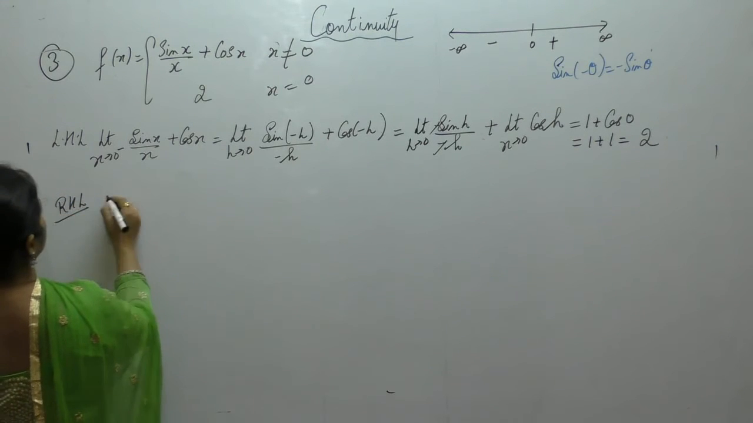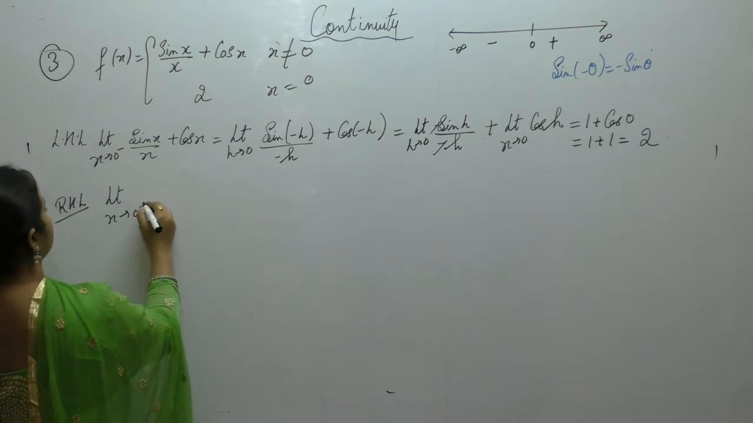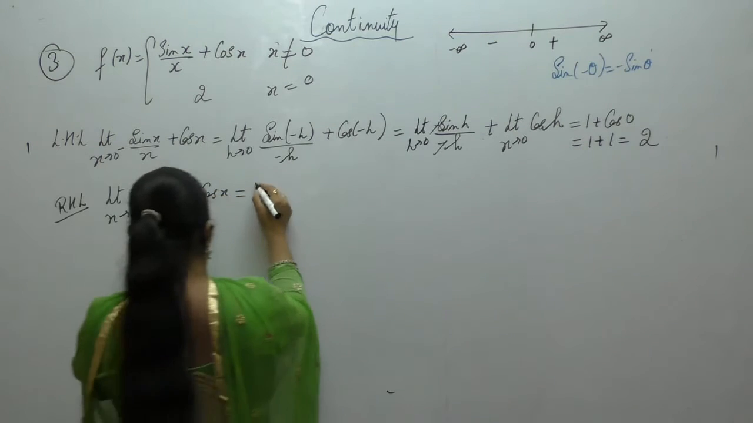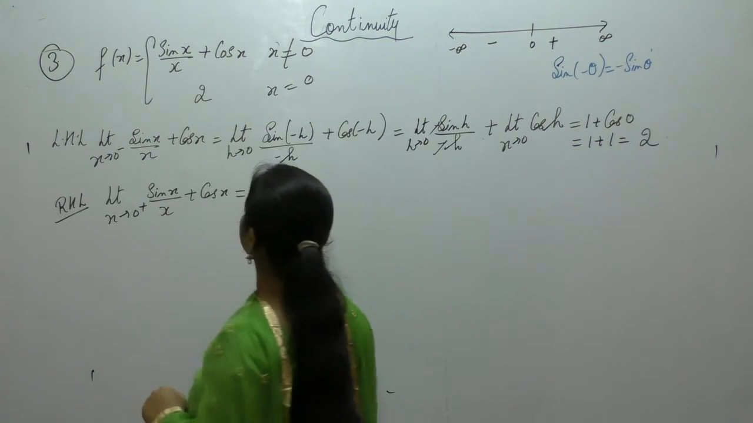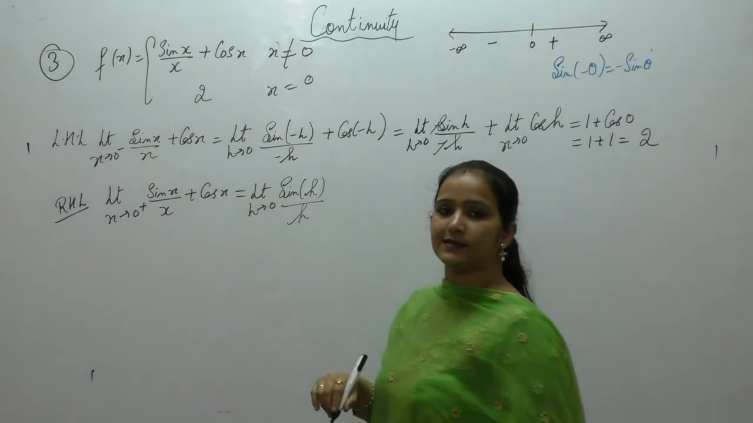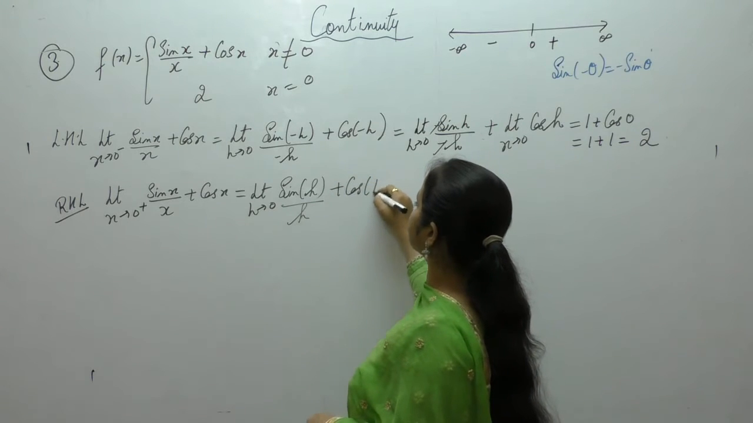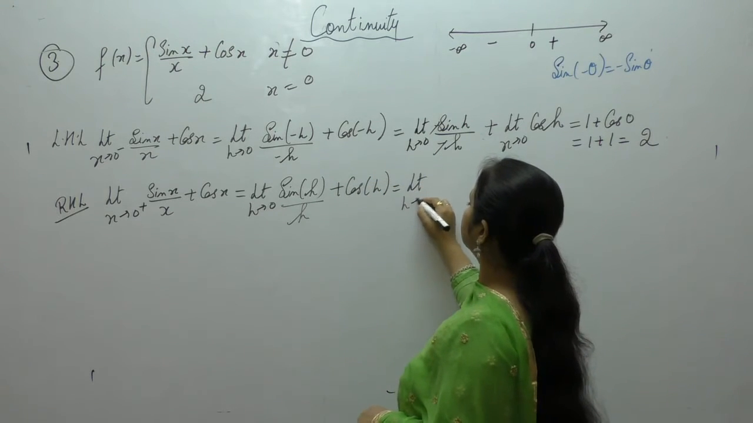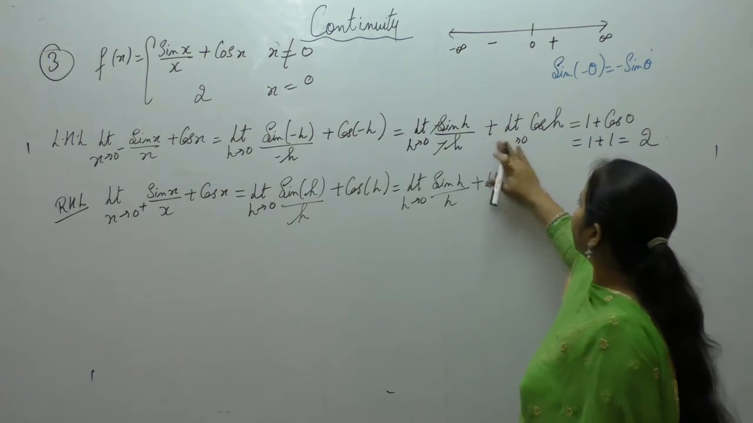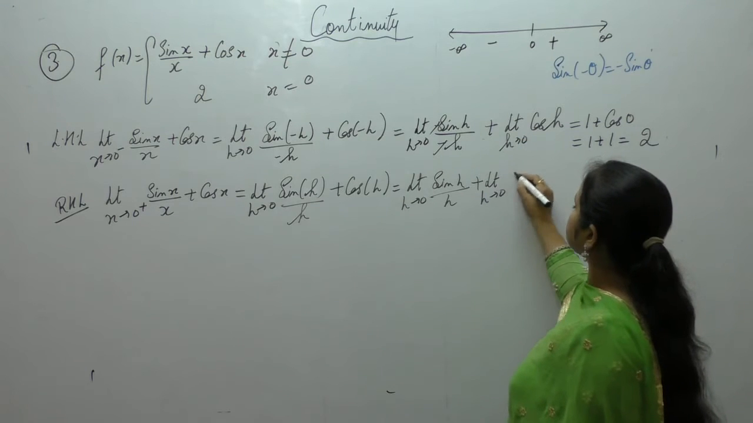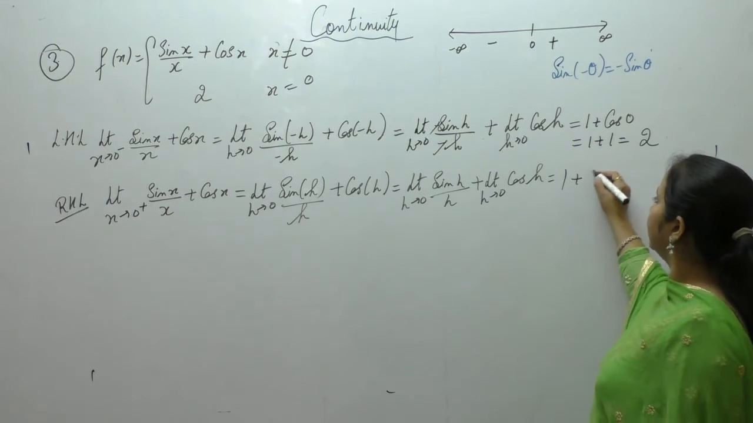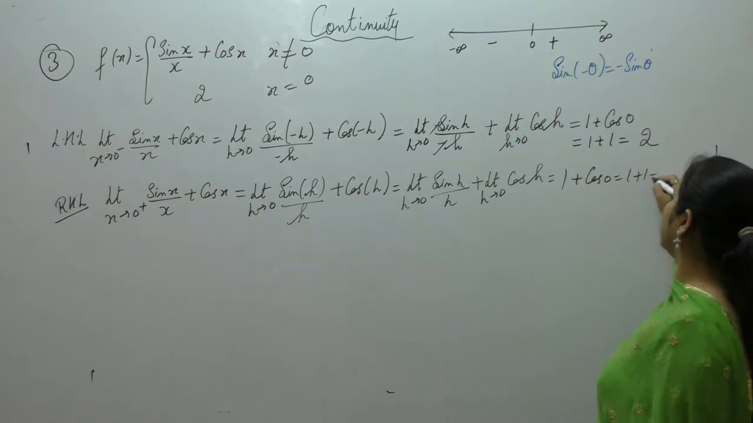Now right hand limit. Limit x tends to 0 positive sin x upon x plus cos of x. We can write it as limit h tends to 0, 0 plus h. Clear? Sin 0 plus h upon 0 plus h plus cos 0 plus h. Separate the limits. Limit h tends to 0, sin h upon h plus limit h tends to 0, cos of h. Limit h tends to 0, sin h upon h is 1, plus cos 0 has value 1, so 2.